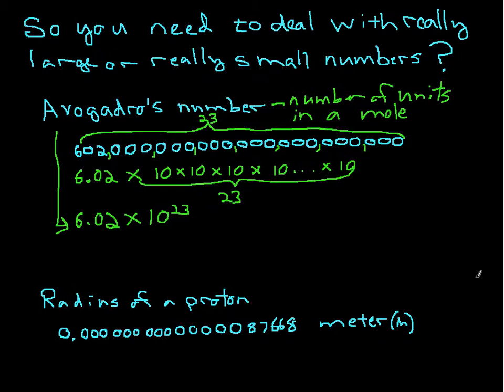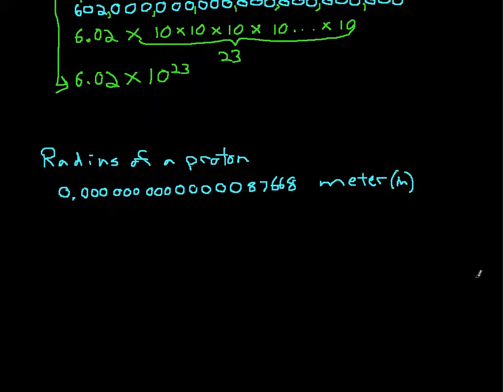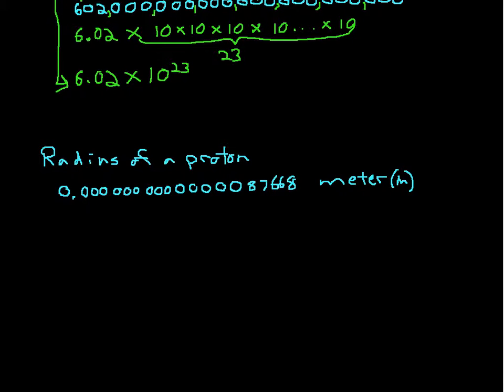But we also have to deal with really, really small numbers sometimes. Here's the radius of a proton. Protons are really, really small. They're in the nucleus of the atom, and it's just phenomenally small. Let's count up these zeros. We don't put commas here, but let me put some markings that will help us count by threes. So we have 3, 6, 9, 12, 13, 14 zeros here.